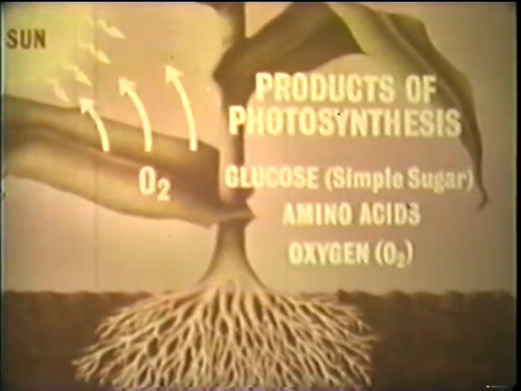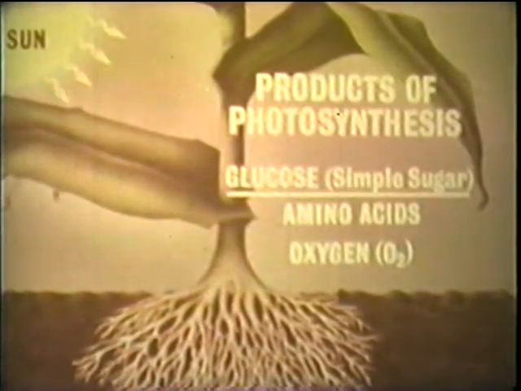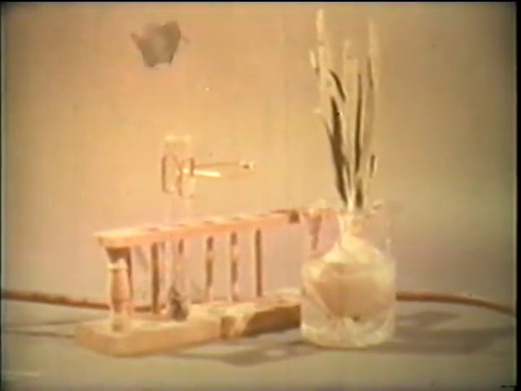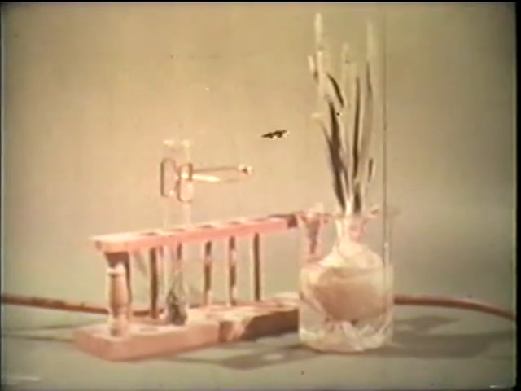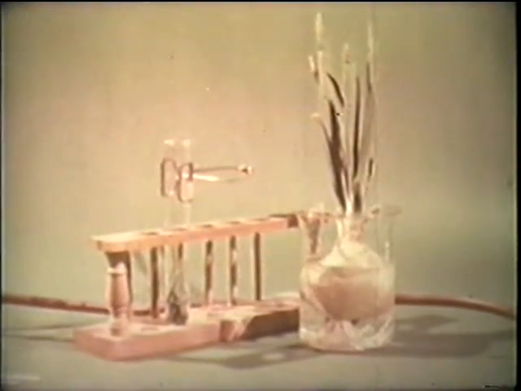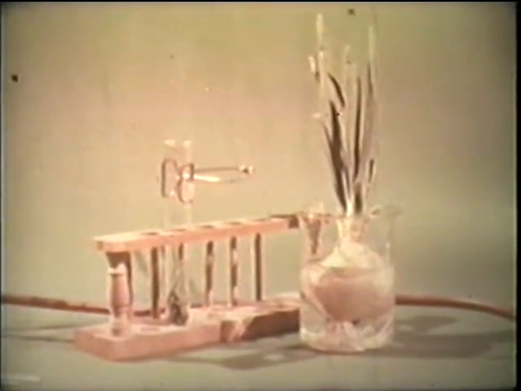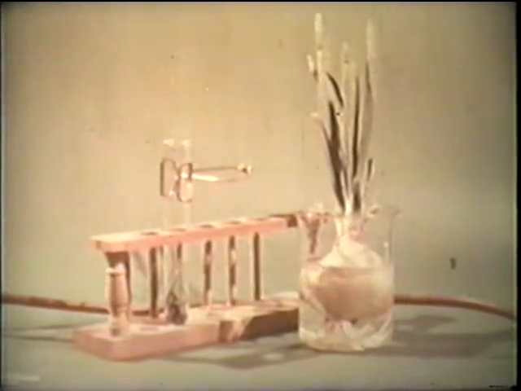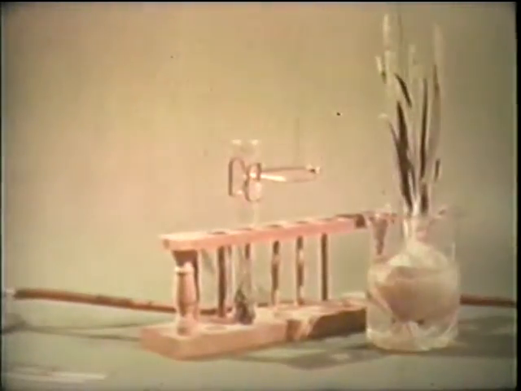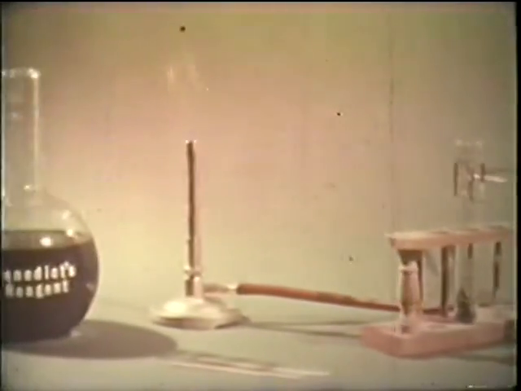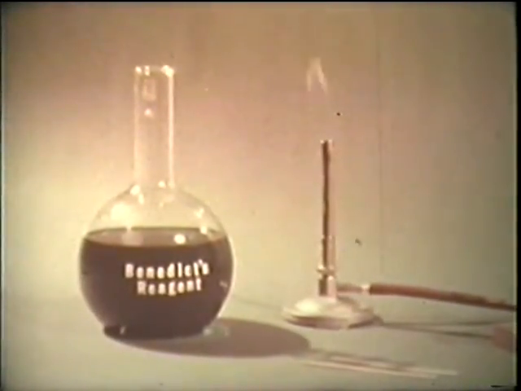Now let's consider the carbohydrate product, glucose. Can we prove that green plants produce this simple sugar? From this green plant, we have taken some bits of leaves. The finely cut pieces are in the test tube. One test for glucose and other simple sugars uses this blue solution called Benedict's reagent.